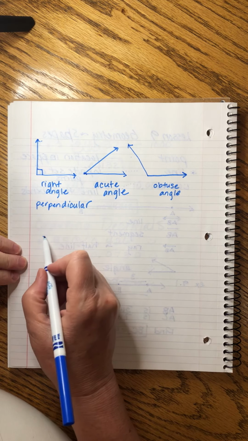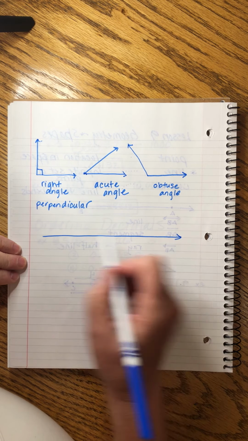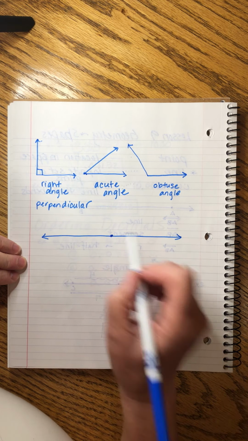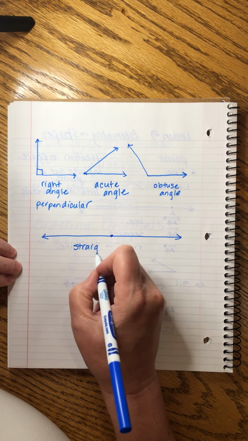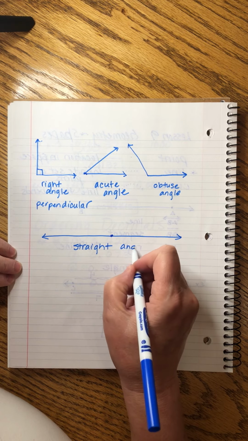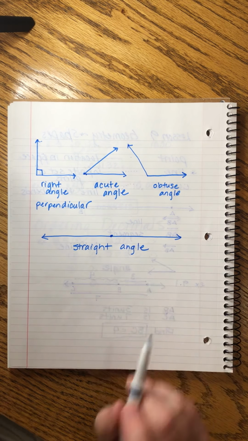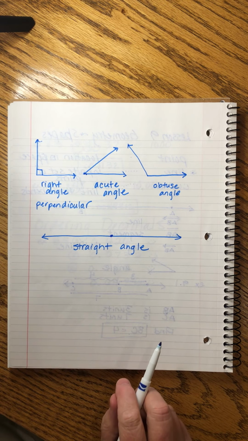And then usually we just think of this as a straight line, but it can also be considered an angle. It's called a straight angle. So that has a name too. We can think of it as an angle.